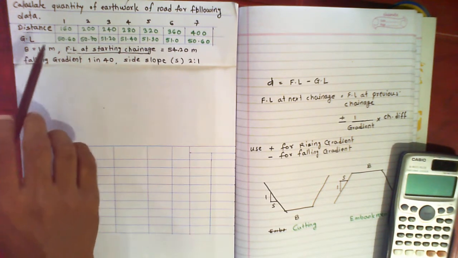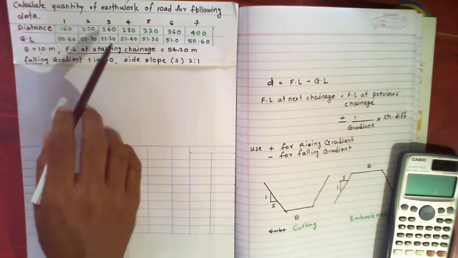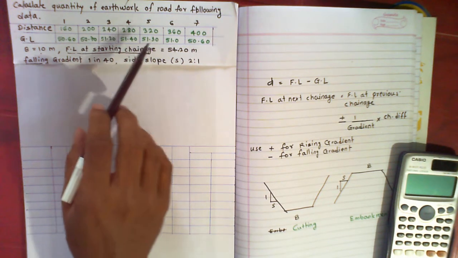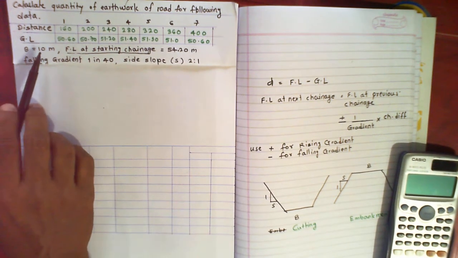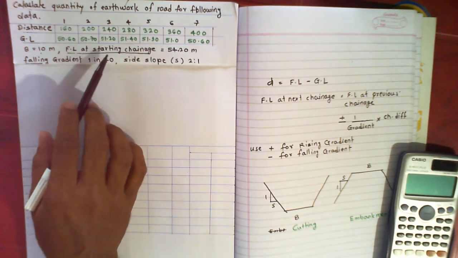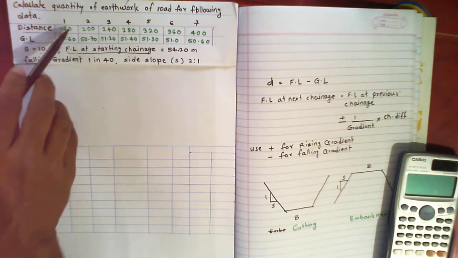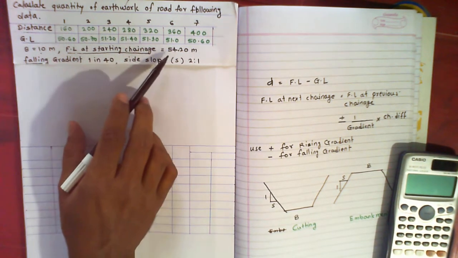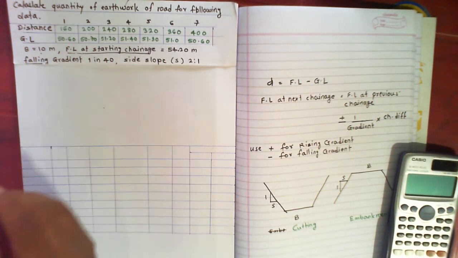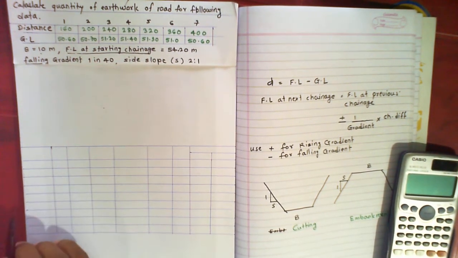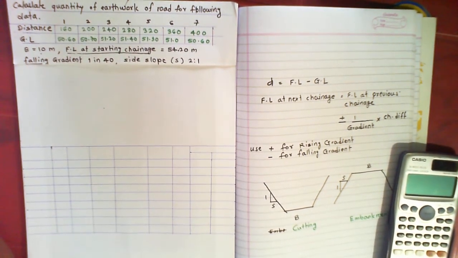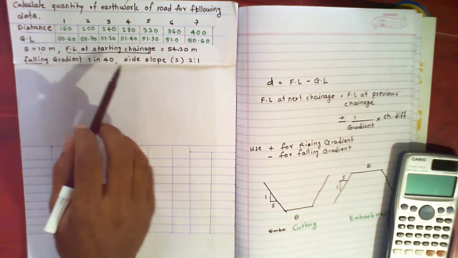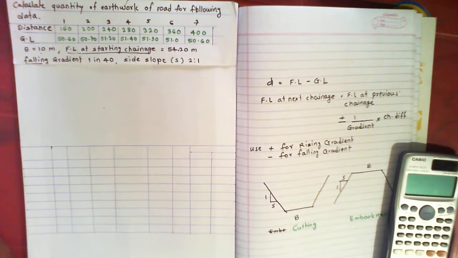ground levels are 50.60, 50.70, 51.20, 51.40, 51.30, 51 and 50.60. Also we have formation width as 10 meter and formation level at starting chainage, that is FL at chainage 1, that is 54.20 meter. We have to find out all the remaining formation levels for these remaining chainages, that is from 2 to 7. The gradient is 1 in 40 and side slopes are 2:1. So our first step is to calculate formation levels.